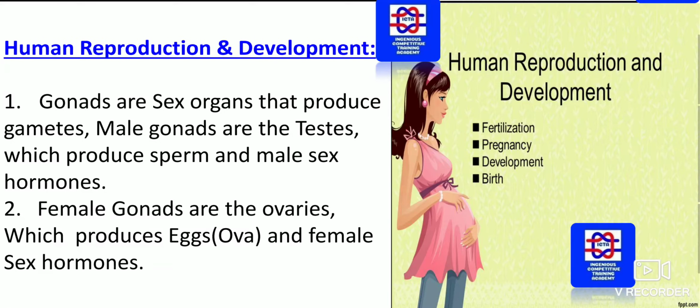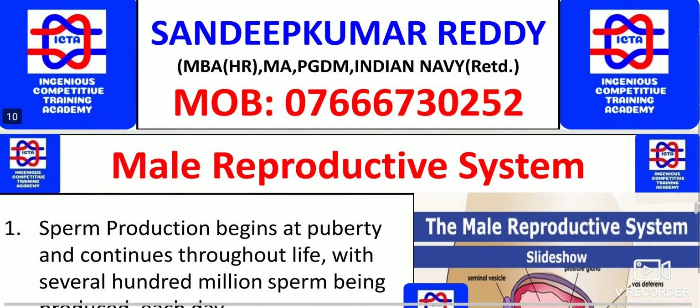And next we have human reproduction and development. This happens in different phases. Initially there will be fertilization and pregnancy, and then the development in the womb and birth will take place. So in human reproduction and development, gonads are sex organs that produce gametes. Male gonads are the testes, which produce sperm and male sex hormones. Female gonads are the ovaries, which produce eggs, that is ova, and female sex hormones. After mating they will have these processes.